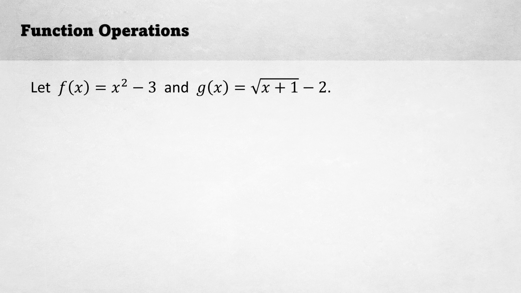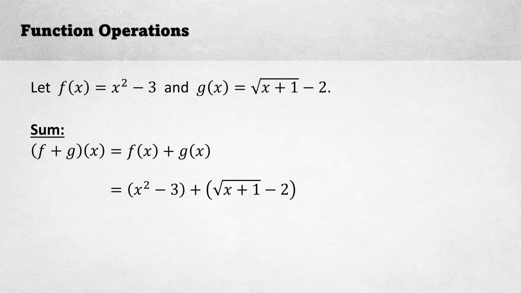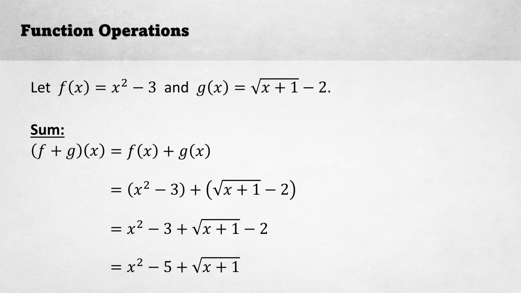For instance, let f of x equal x squared minus 3 and g of x equal square root of x plus 1, then minus 2. Then the sum of these two functions, f plus g of x, is simply f of x plus g of x. We put these two functions together and combine like terms to add them. In this case, we can only add negative 3 and negative 2 and get x squared minus 5 plus square root of x plus 1.